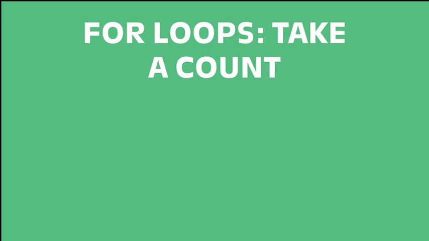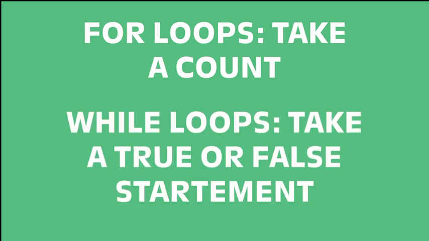While loops are a bit more complex, but still easy nonetheless. Whereas for loops take a specified count of times to loop, while loops take a statement that can be true or false, called a Boolean statement, and loop only while it's true.